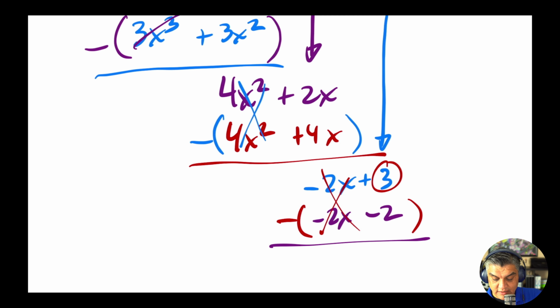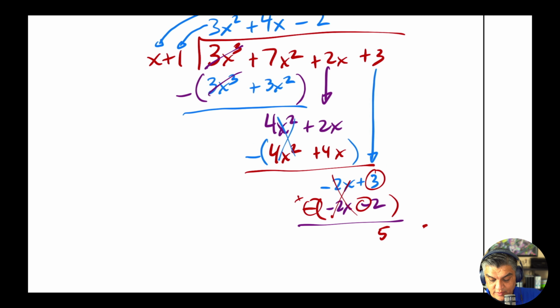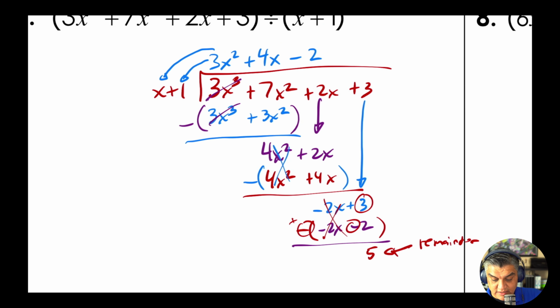And then here we go. We have 3 minus a negative 2. Well, minus a negative means plus, so 3 plus 2 is 5. And there's nothing else to bring down. So this is my remainder. So some of you did this. Some of you put remainder 5. And I said, oh, how cute.